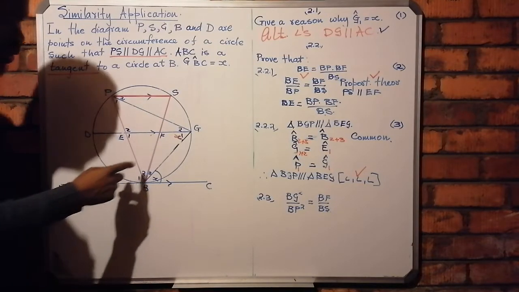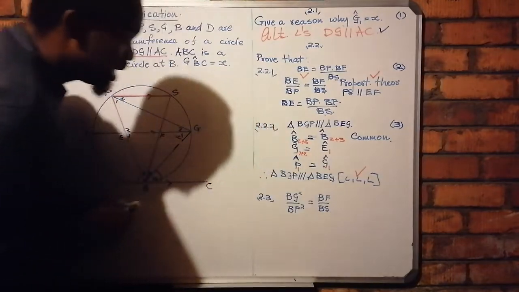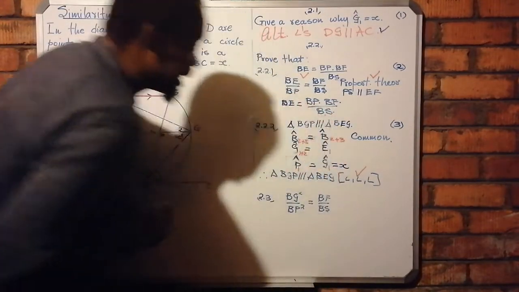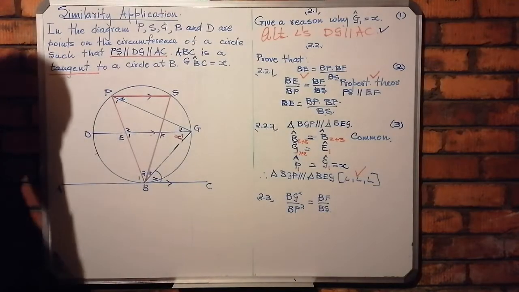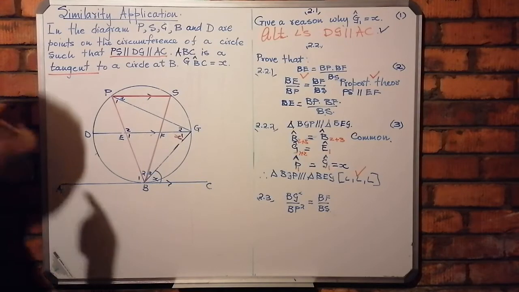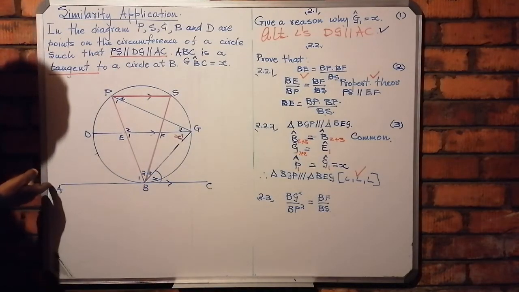Now, let's look at angle G1. It was said to be X. Let's put there equals to X. Angle G1 is equals to X. Now, I want a reason why angle P1 will also be equals to X. And there is a reason. Do you still remember that this is a tangent?